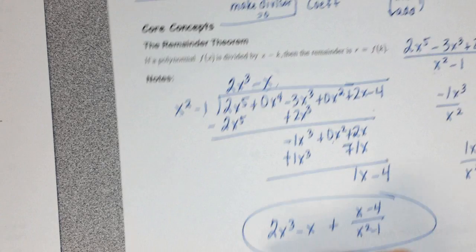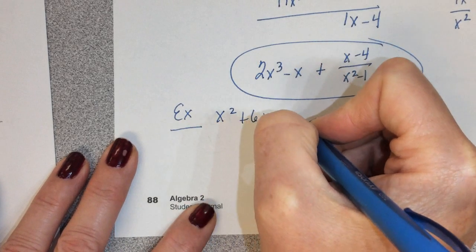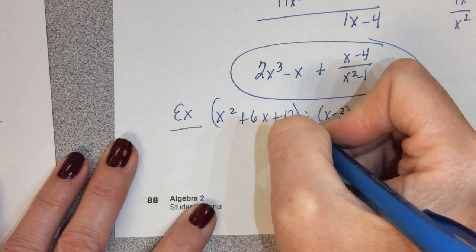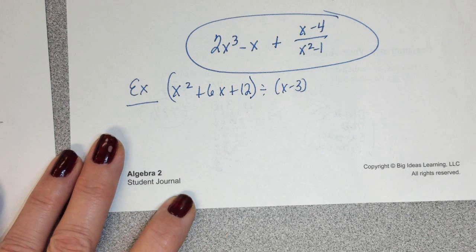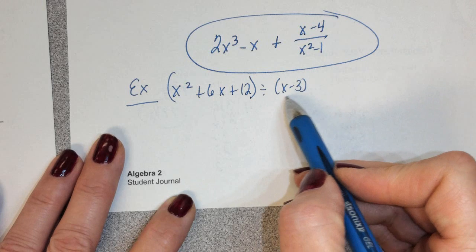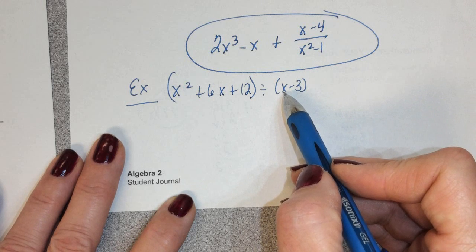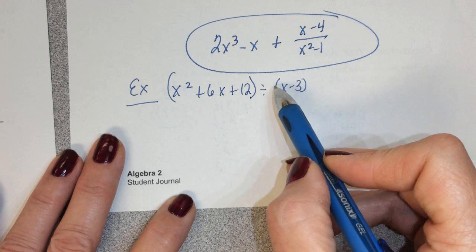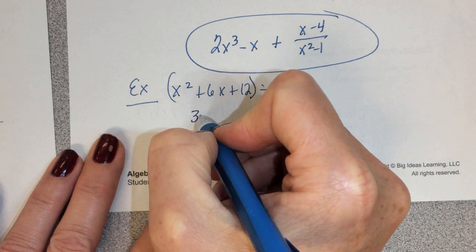X squared plus 6x plus 12 divided by x minus 3. That was the problem we already did. I just want to show you how to do this problem with synthetic division. I have to check my divisor. Is it linear? Is it just x to the 1st? Yes. What is it that would make this divisor equal 0? What value? 3. 3 is going to go in a box, just like that.